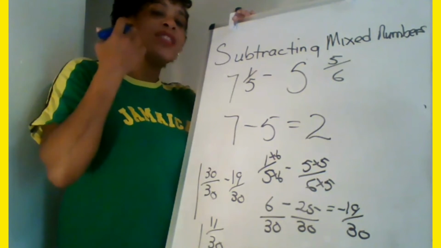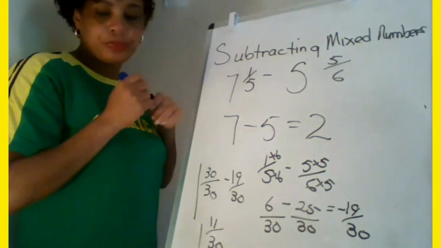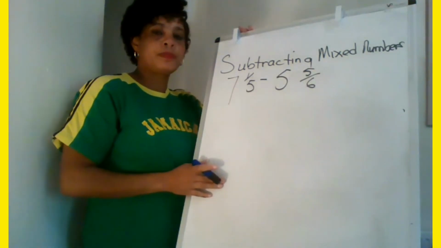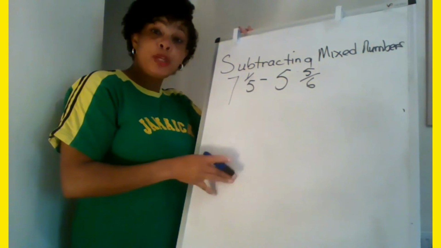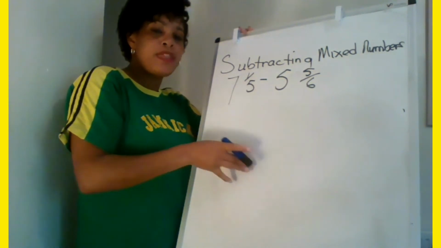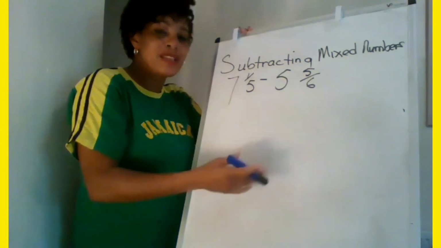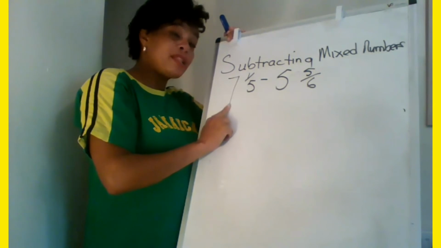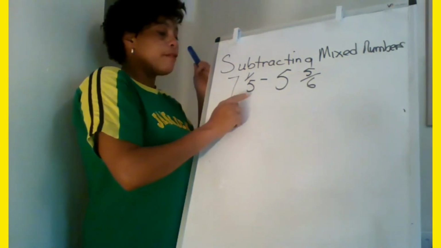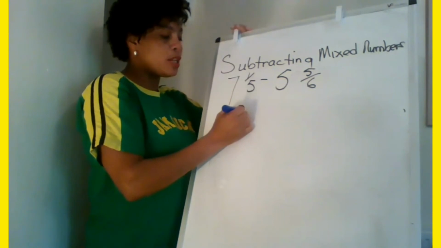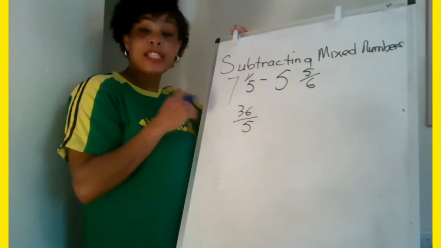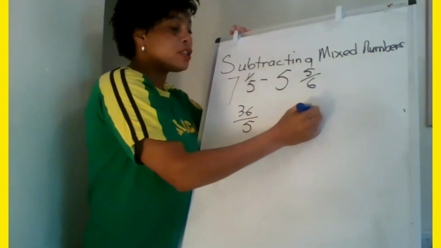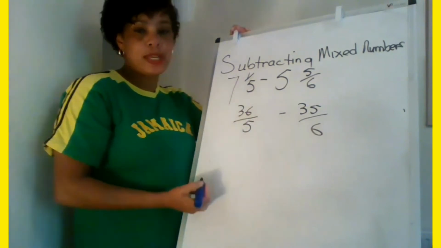Now we're going to be looking at the next approach. Now we're going to be looking at the more frequently used method, or what I am going to be calling the written method. The first thing we're going to do is to change our mixed numbers to improper fractions. 5 times 7 is 35, add 1 is 36. So we have 36 out of 5. 6 times 5 is 30, add 5 is 35. So we have 35 out of 6.